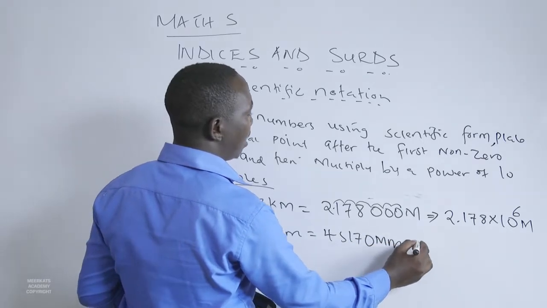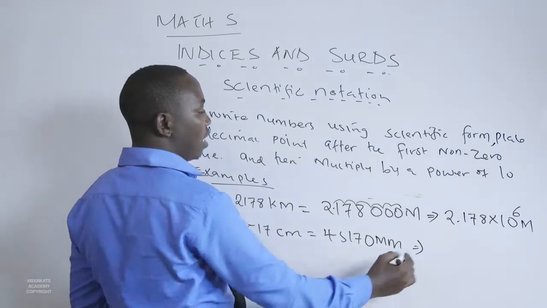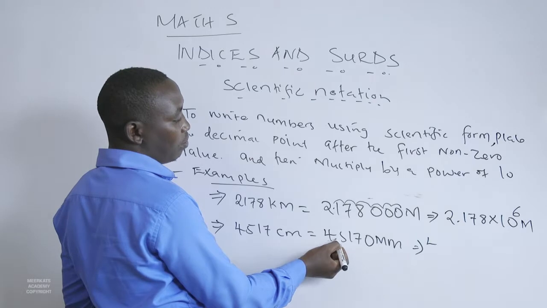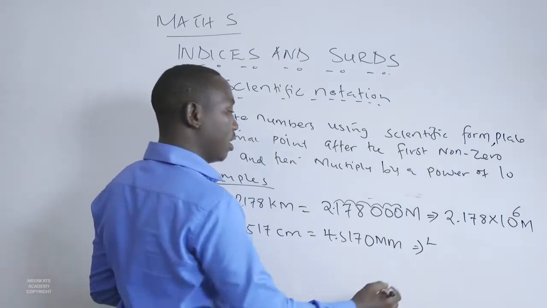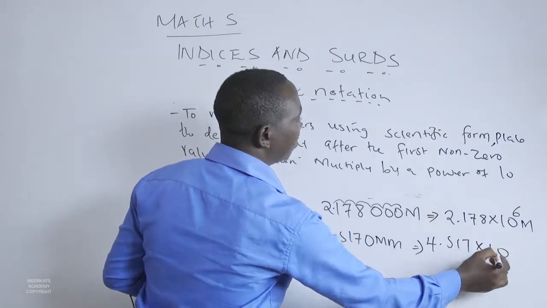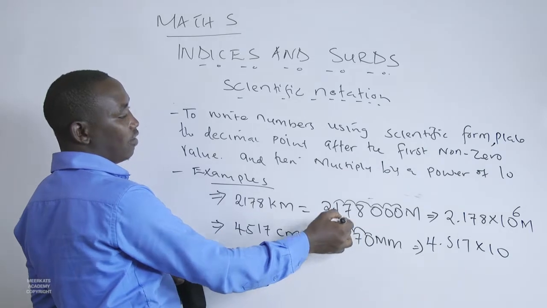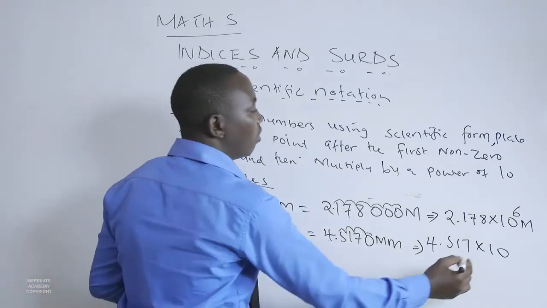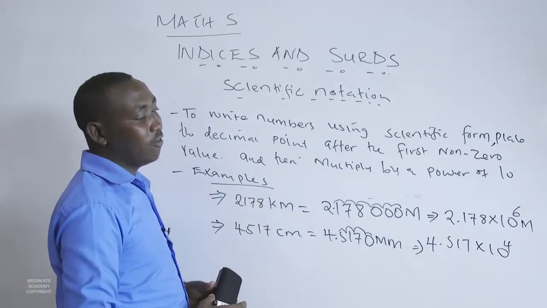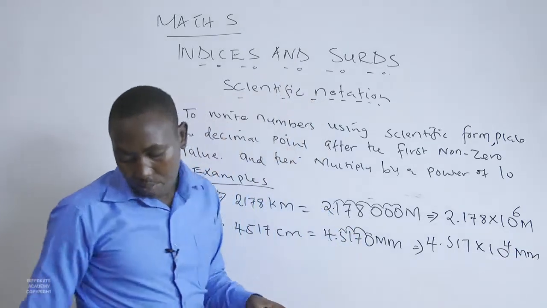Then writing this in scientific notation, this is the first non-zero value, so we place a decimal point after it. So we're going to have 4.517 times 10 raised to. Again, we are moving towards the left-hand side, and those are 4 places from the left, so that will be positive 4, and this is millimeters.